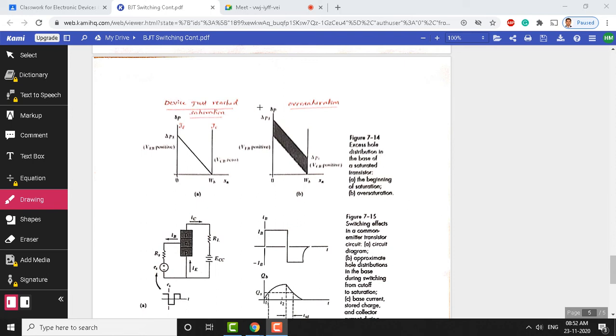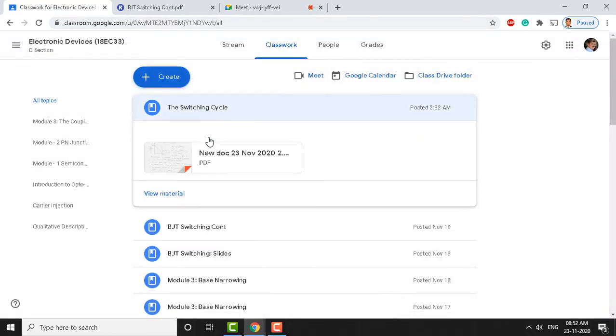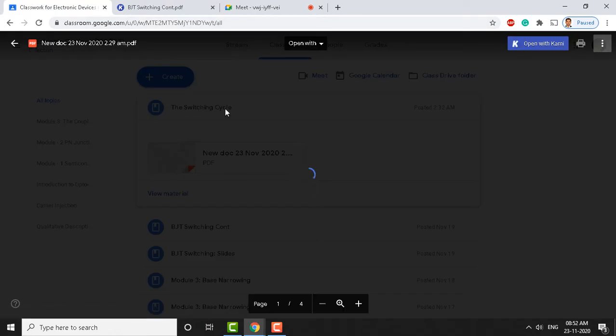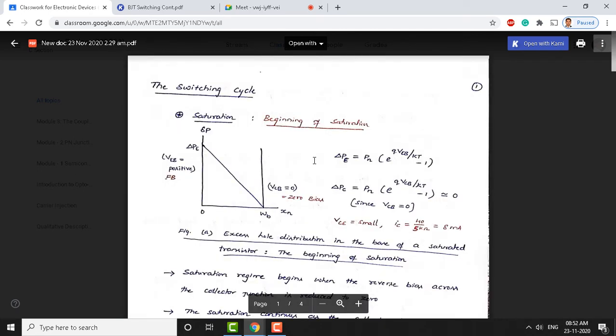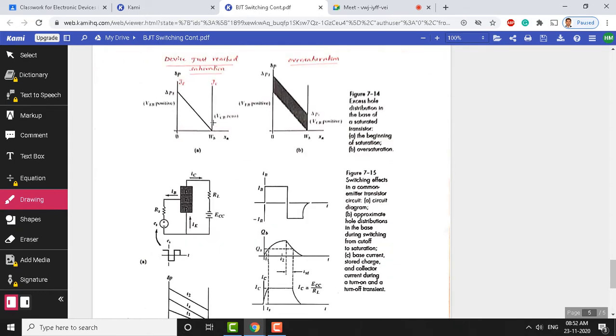So last class we were covering switching. Let me open up the material related to the switching cycle. Today I need to cover the switching cycle. All diagrams related to the switching cycle are shown here. So let us go through step by step.